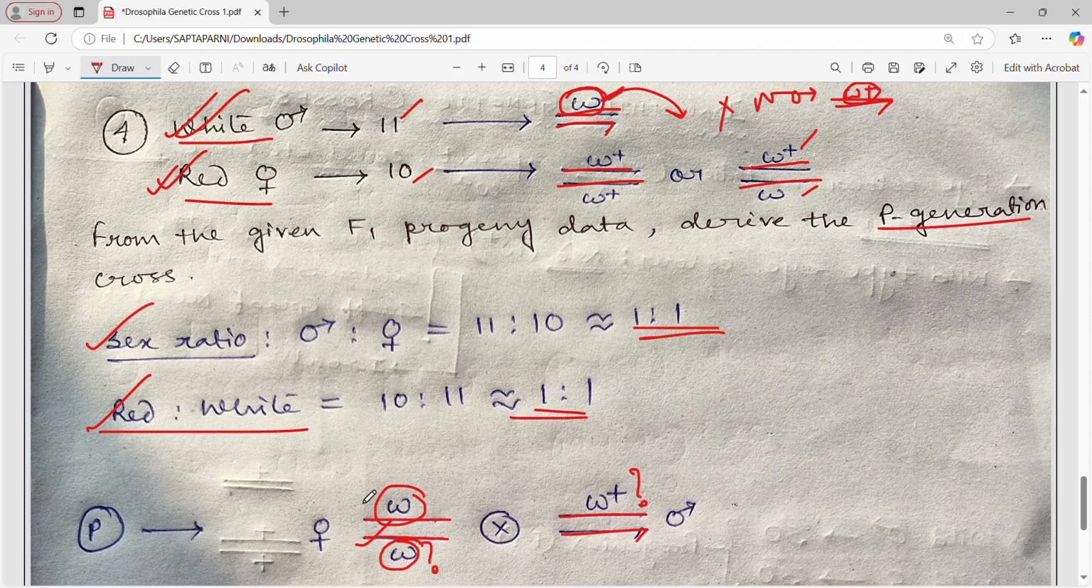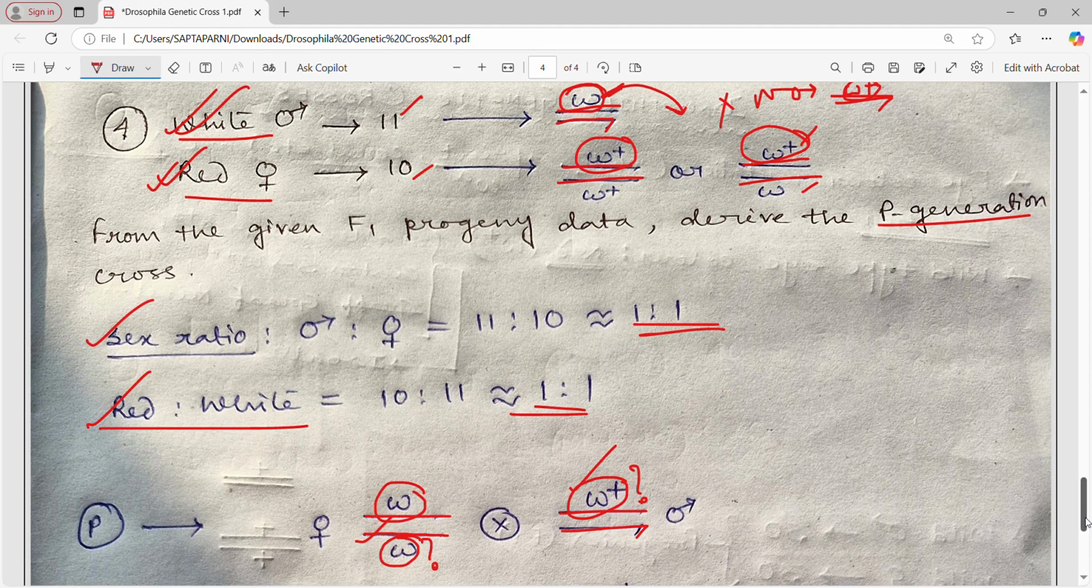Now see, there is a wild type female also. Now mother has both X chromosomes with mutant allele WW. So from where should it get the W plus allele? Obviously from father. So father's X chromosome must carry the W plus allele. So from this you can easily understand how the cross is derived. So mother must have WW and father must have W plus allele on its X chromosome. Now let's do the cross here.